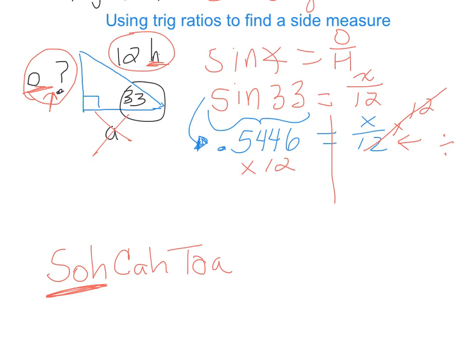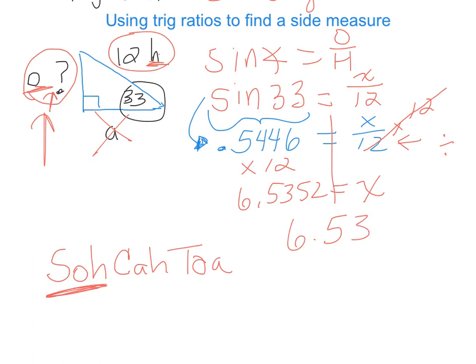So then I'm grabbing my calculator, 0.5446 times 12, hit equals, and nothing fancy, but it comes out to be this. And that is the measure of X, which was this side here. So now I've figured out one of the sides of my triangles. If I wanted to round it to the nearest hundredth, 6.53.